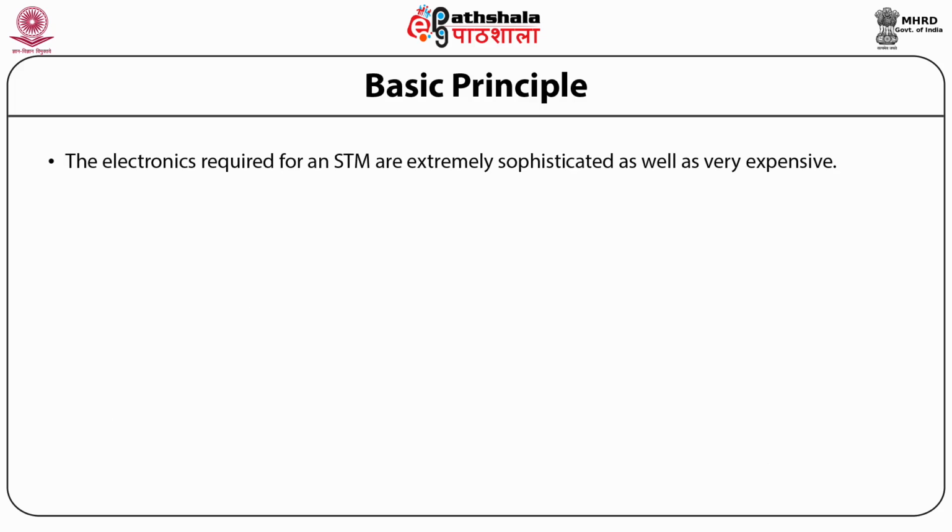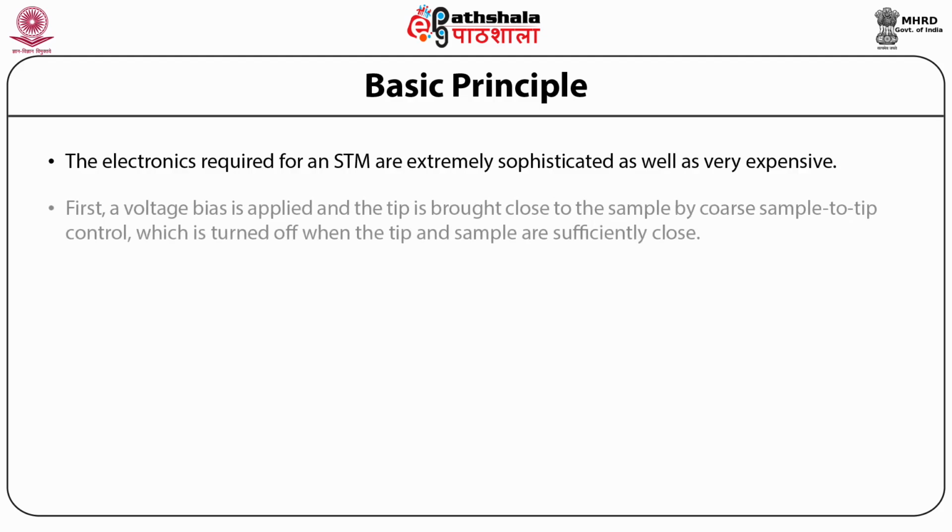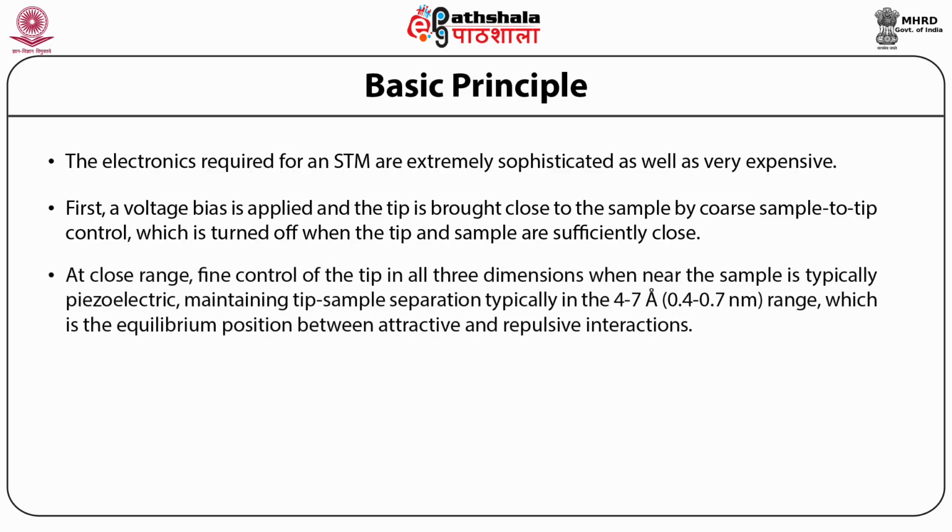The electronics required for an STM are extremely sophisticated as well as very expensive. Firstly, a voltage bias is applied and the tip is brought close to the sample by coarse sample-to-tip control, which is turned off when the tip and sample are sufficiently close. At close range, fine control of the tip in all three dimensions is needed. When near the sample, it is typically piezoelectric, maintaining a tip-sample separation typically in the 4 to 7 angstrom, or we can say 0.4 to 0.7 nanometer range, which is the equilibrium position between attractive and repulsive interaction.